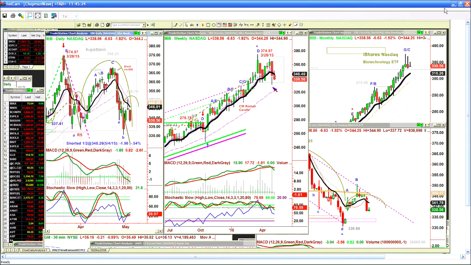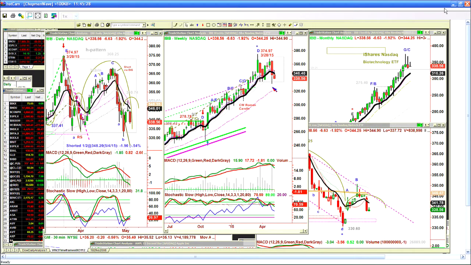If there's a close in the weekly chart below 330.60, the low of last week, that'll be a big negative because there's very little support until you get to the low 300s, 300 in fact. So we're going to be watching that real closely. And that's going to impact other things.